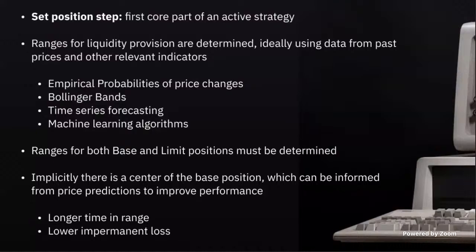Okay, and so what are some of the choices that you may have when you are setting your position? You may use data from the past. Prices are typically some of the most common ways. Like you could look at the distribution of prior price changes. Bollinger Bands are pretty common. Time series forecasting is also used typically, as well as machine learning algorithms in order to predict where prices are going.